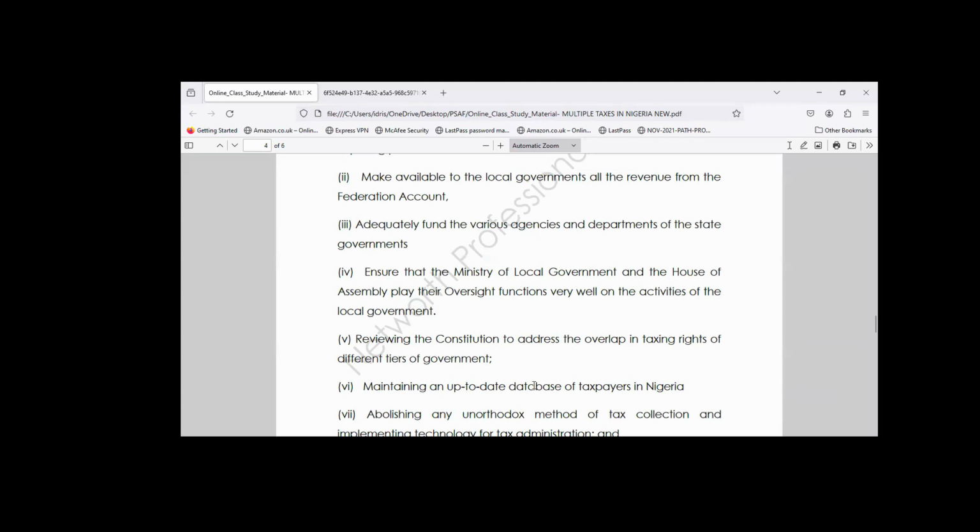Again, maintain an updated database of the taxpayers. All the taxpayers should be in an updated database, by means of a TIN number or taxpayer ID that we can be using to pay tax. Even if we move from Lagos State to Ogun State, we use the same taxpayer ID. We call it a unique taxpayer ID. A taxpayer ID that you can use in any state. You can even use it for local government to make any payments, any dues, any levies. So it's very key. Maintaining an updated database of the taxpayers in Nigeria is very, very key.